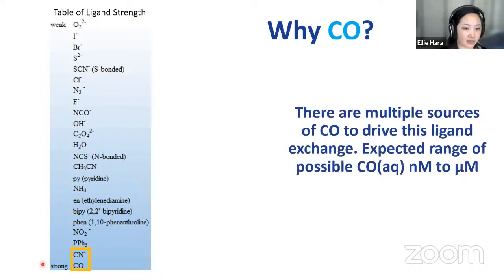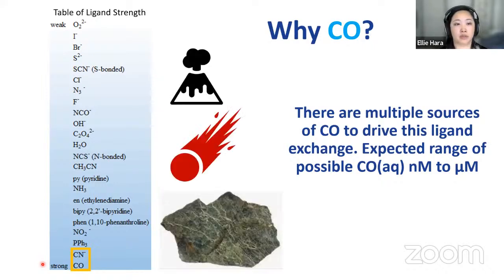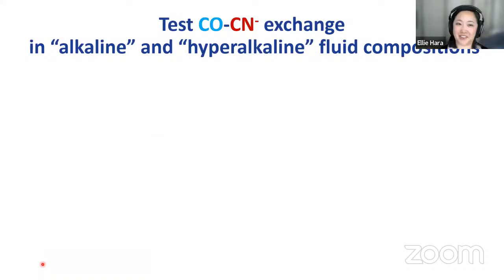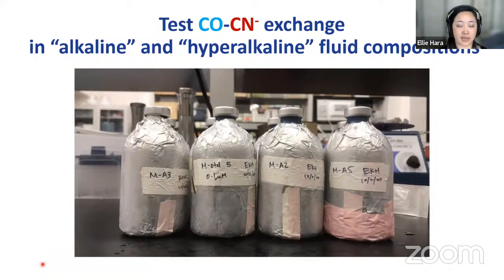But the other thing is that carbon monoxide is not this exotic molecule for early Earth. There are multiple sources where we can get this carbon monoxide to drive this ligand exchange, whether it's through volcanic emissions, formation in the atmosphere from impactors, or even within serpentinization from the reduction of CO2 to CO. And so I'm still in this serpentinizing environment, and what we did was we tested this ligand exchange. And this is what our experiments look like. They are just in anaerobic serum vials. They're wrapped up in foil, so we prevent any UV light from getting in to kind of isolate this system.